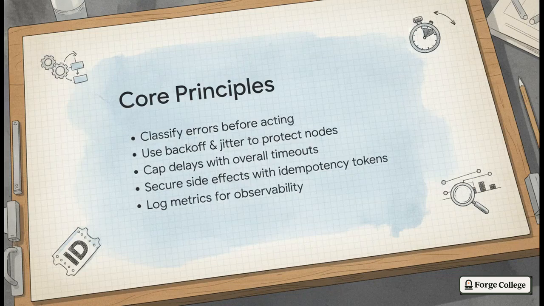So to wrap up our blueprint today, burn these core principles into your brain. Classify your errors before you act. Use backoff and jitter so you don't bully the RPC nodes. Cap those delays with strict overall timeouts. Always secure your state-changing side effects with idempotency tokens. And finally, log your metrics. You can't fix a network problem if you can't see how often your app is secretly retrying in the background.